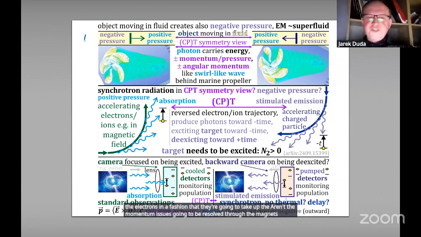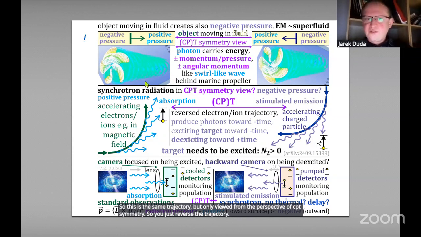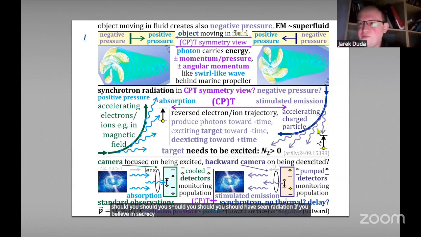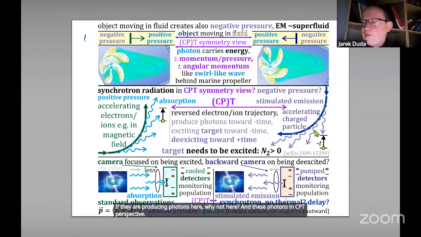So this is the same trajectory, but only viewed from the perspective of CPT symmetry. So you just reverse the trajectory. If you reverse the time, yeah. So now again, you should have synchrotron radiation if you believe in CPT symmetry of physics. So the question should be the same, governing physics. So if they are producing photons here, why not here? And these photons, in the CPT perspective, from our perspective, are negative radiation pressure because of the excitation of our target. Those cause excitation, those cause de-excitation.